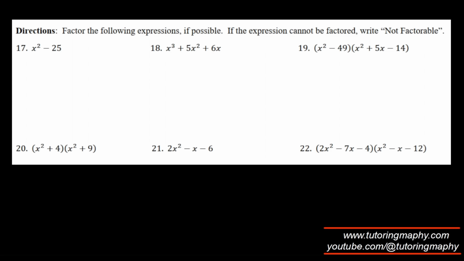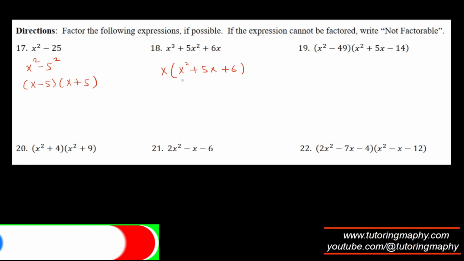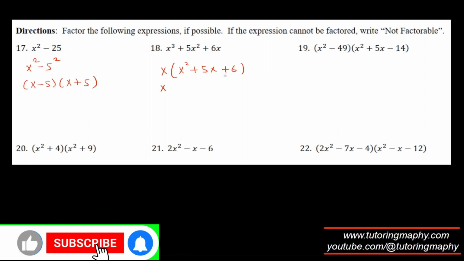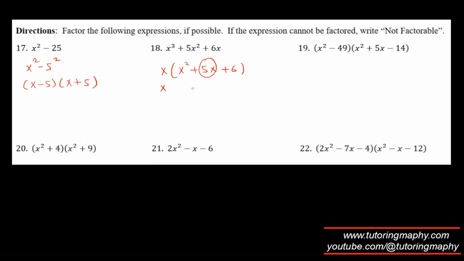Right, factorize the following expressions as much as possible. If not, write non-factorable. Okay. x squared minus 25, I think that's pretty straightforward. So difference of perfect squares, x squared minus 5 squared, which is x minus 5 and x plus 5. That's the difference of perfect squares formula. Here, I think I can take x as a common factor. So I'm left with x squared plus 5x plus 6. And I think this can very easily be factored because the factors of 6 are 2 and 3, and 2 and 3 add up to give us 5. So x plus 2 and x plus 3.